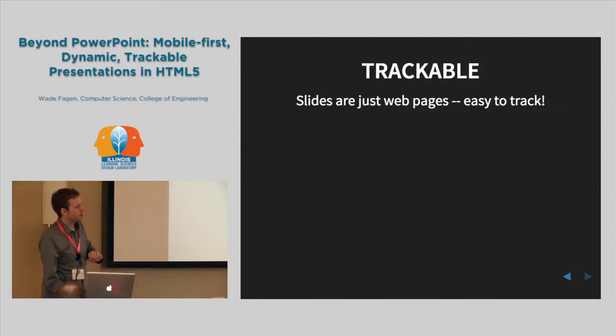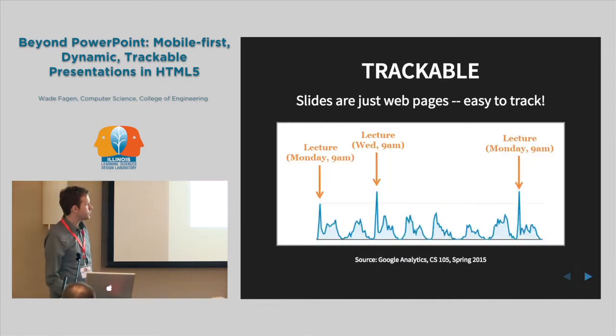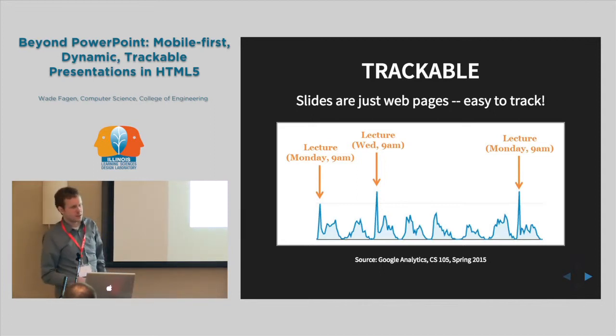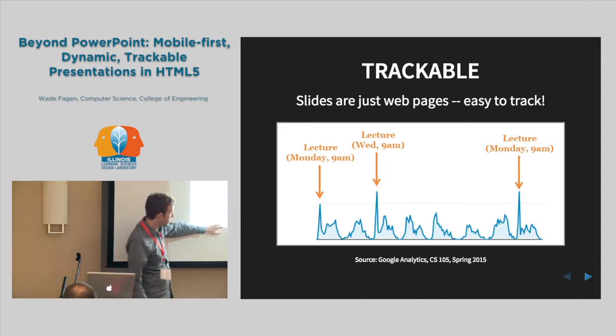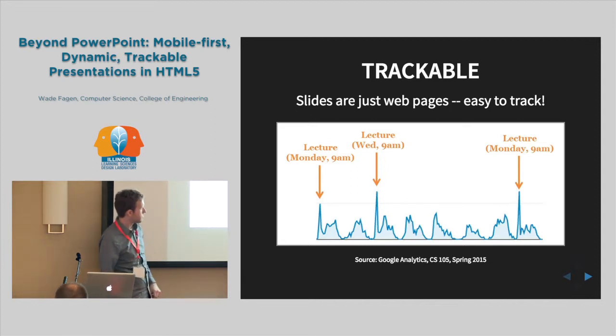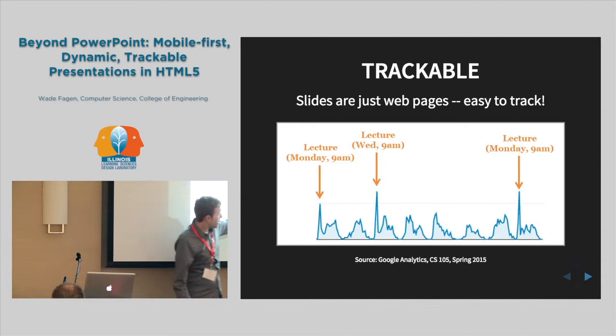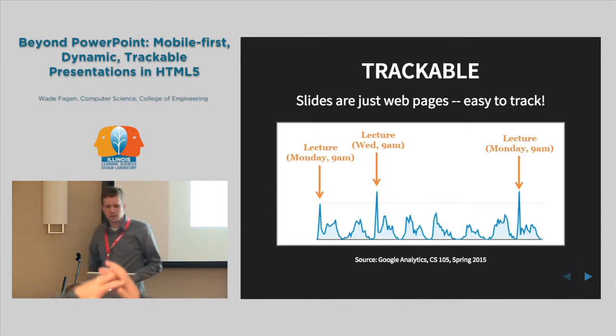The last point is trackable. Because they're just websites, you can employ any big tracking tool. This is Google Analytics that we're running on CS 105's website, so that I can see exactly what's going on. Lecture, Monday, 9 a.m. Boom, spike. As we go throughout the day, students probably have classes. As it gets towards the evening, some are going back on it. Tuesday, a little bit of activity. Wednesday, Thursday, Friday, you see it trickle off. Saturday low activity, Sunday you see that activity pick up again.